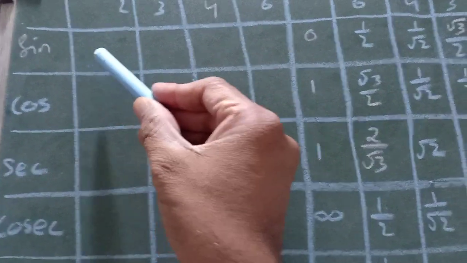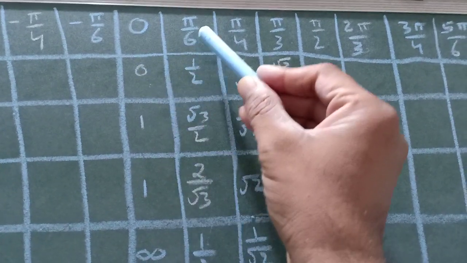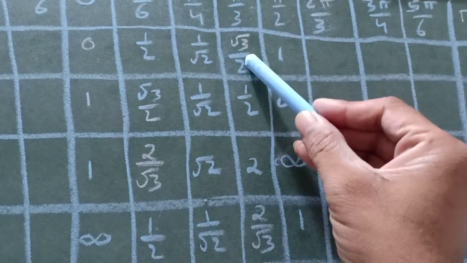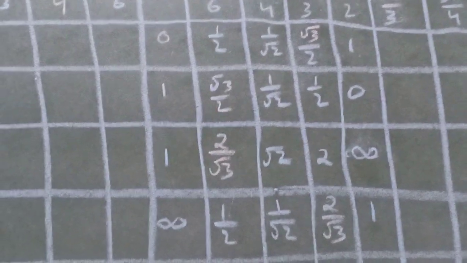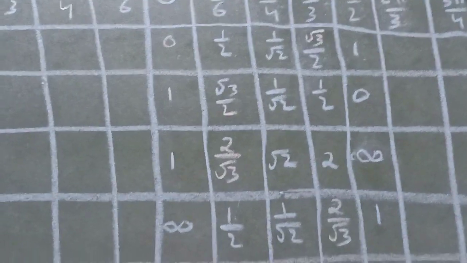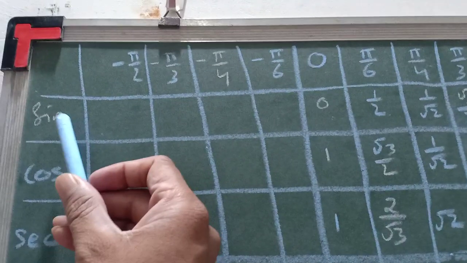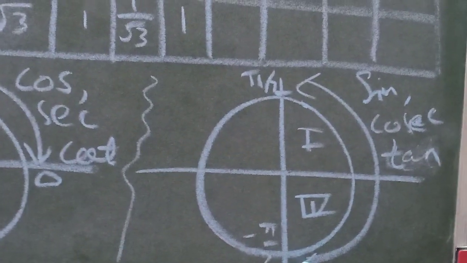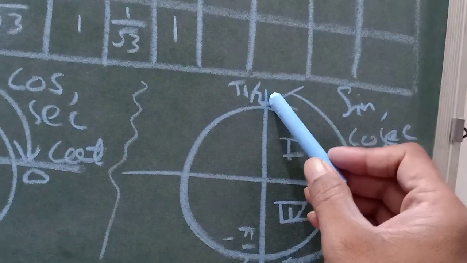In sine, the value starts from here: sine 0 is 0, sine pi by 6 is 1 by 2, sine pi by 4 is 1 by root 2, sine pi by 3 is root 3 by 2 and sine pi by 2 is 1. Now for inverse trigonometric values we have to extend it. For the extension we should know in which quadrants sine function is 1-1 and onto. Sine function is 1-1 and onto in first and fourth quadrant, that is minus pi by 2 to pi by 2.